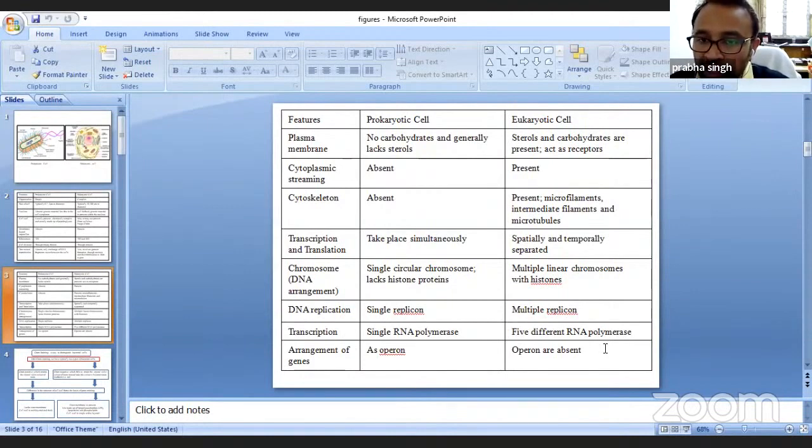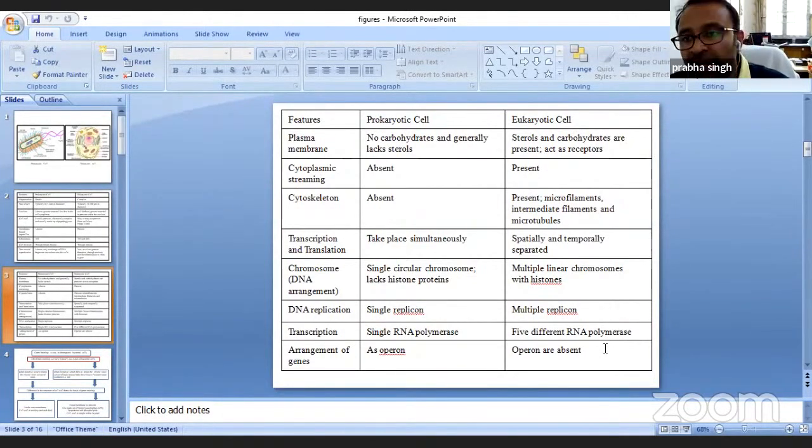So in the case of the eukaryotic system, the entire DNA is divided into multiple linear chromosomes, and chromosome formation requires histone protein. That means DNA is associated with histone protein in the eukaryotic system, while in the prokaryotic system, histone proteins are absent, but researchers have told that they have histone-like proteins. So proteins are there in the prokaryotic cell also, which are associated with the chromosome, but they are not histone proteins, they are histone-like proteins.